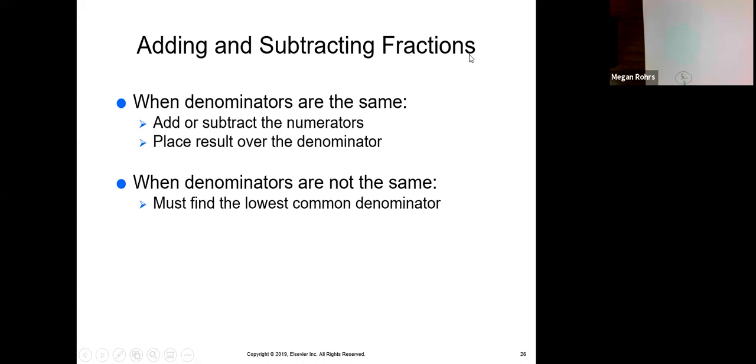Okay, so the next concept we have is adding and subtracting fractions. Now, first rule, when the denominators are the same, it's very simple. All we have to do is either add or subtract the numerators and keep the same denominator. So I'll show you an example of that in just a second. When the denominators are not the same, however, then we're going to have to find the lowest common denominator and make all of the denominators the same before we can add and subtract.